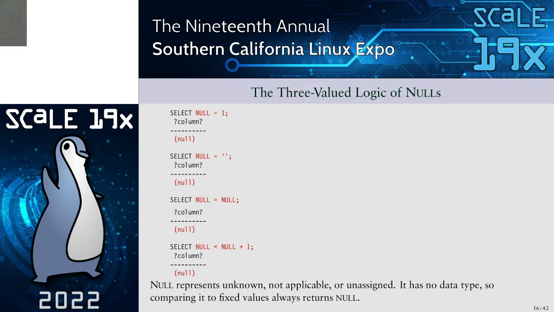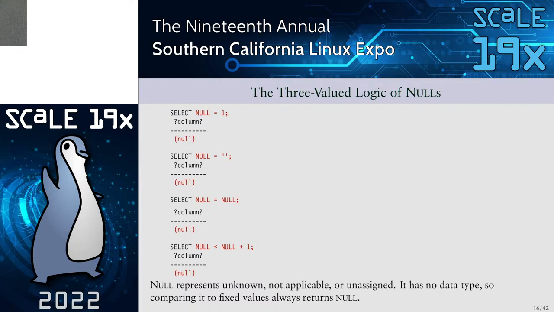Does it equal a zero-length string? We don't know. Does a null equal another null? Right? No, we don't know. We don't know if it knows. Maybe they do equal. We don't know. They could have come from 2 different places. Even if they came from the same place, the answer is still null.